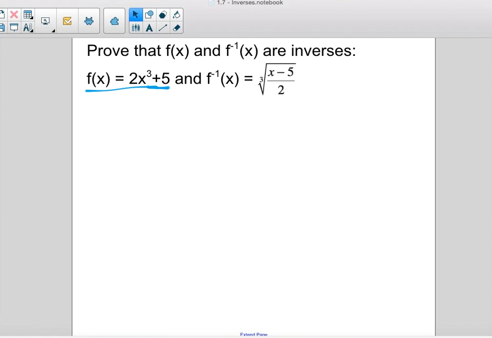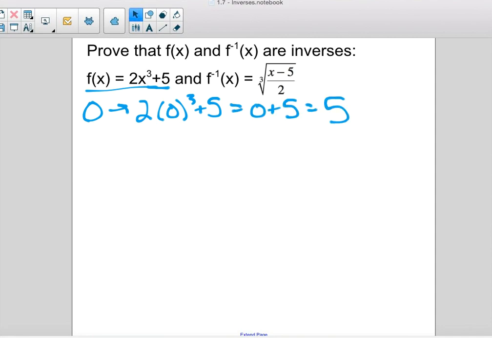If I plug in 0 into the original, right, I'm going to say, okay, 2 times 0 to the third plus 5. And that's going to be the same thing as 0 plus 5, right? I'm going to get 5. So the x value was 0, the y value was 5. And then I can prove that these are inverses. If I plug in the y value into the inverse, right, I can get the third root of 5.